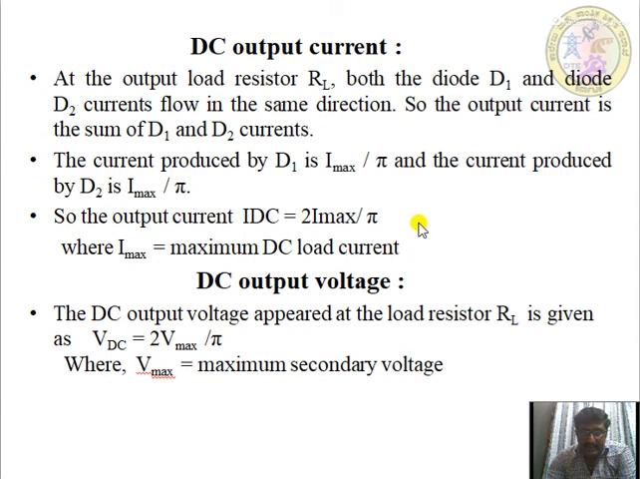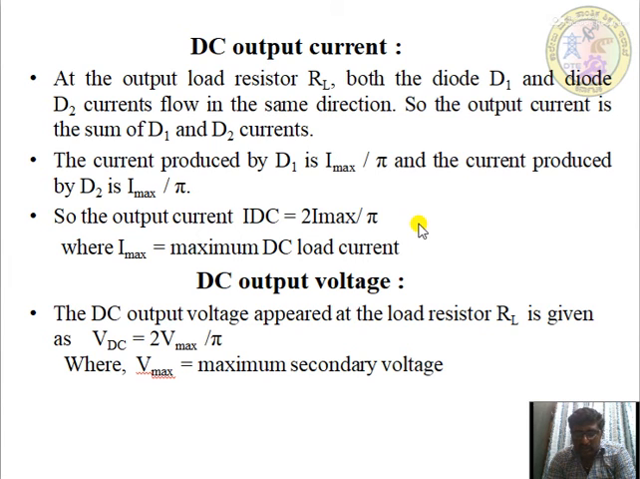The DC output current is at the output resistor RL. Both the diodes D1 and D2 conduct current at the same time, so the output current is the sum of the D1 and D2 currents. The current produced by D1 is Imax by pi, and the current produced by D2 is Imax by pi. So the IDC is equal to 2 Imax by pi, where Imax is the maximum DC load current.